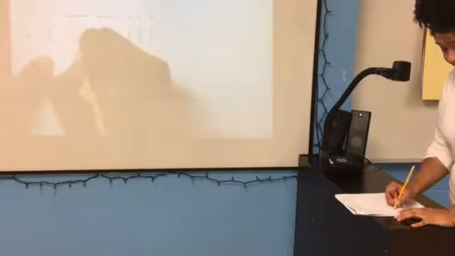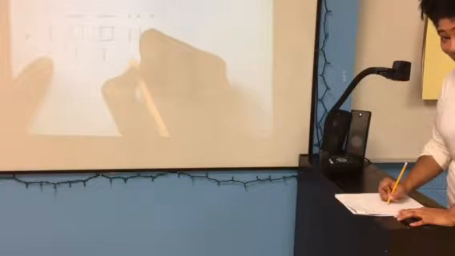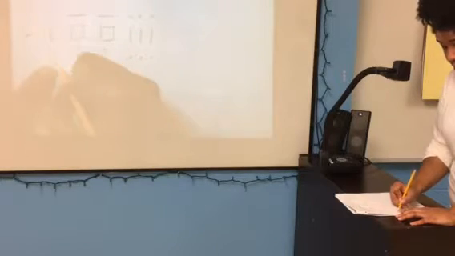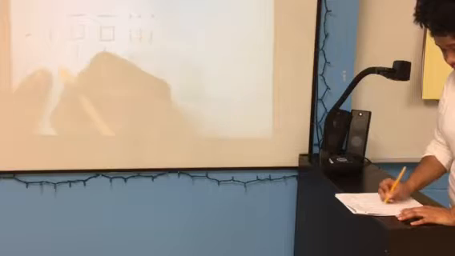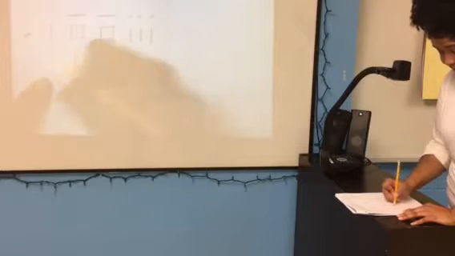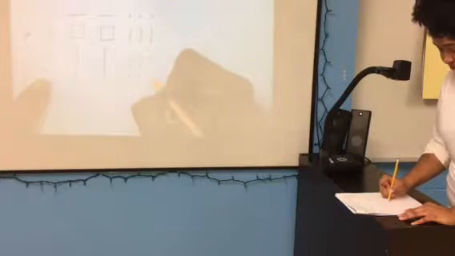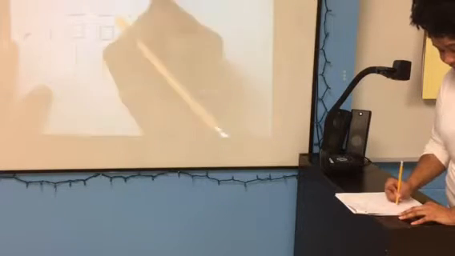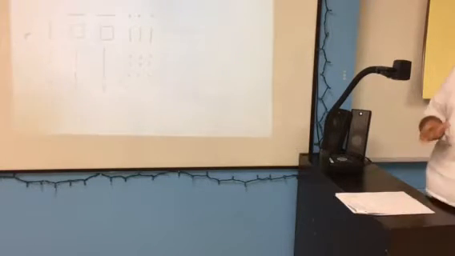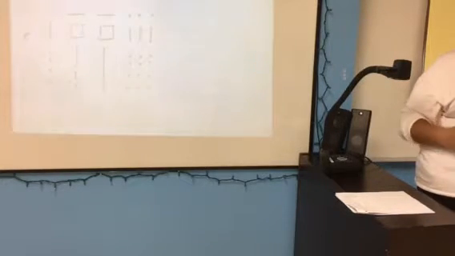1 times 10 is 10. 1 times 1 is 1. Exactly. 1 times 1 is 1. 1 times 10 is 10. Whoa! This is why attention to precision is going to be very crucial today.